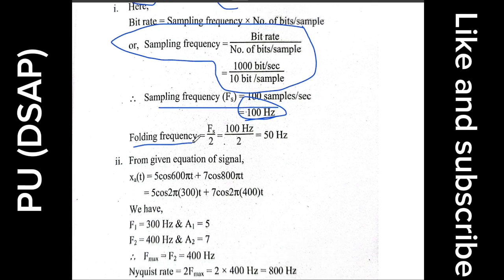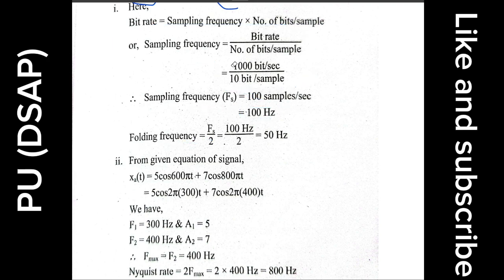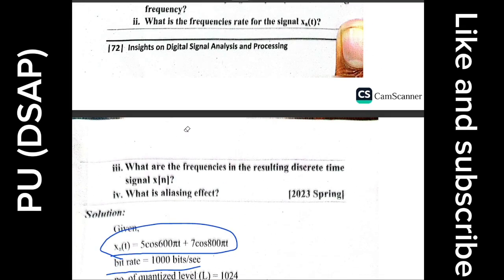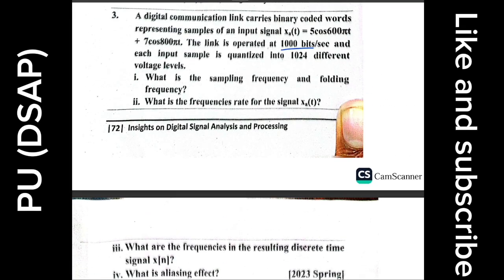Now for the folding frequency, we have a formula: Fs divided by 2, where Fs means the sampling frequency. So Fs divided by 2 gives us 50. In this way you can get the sampling frequency and folding frequency. Let's head to the next point.